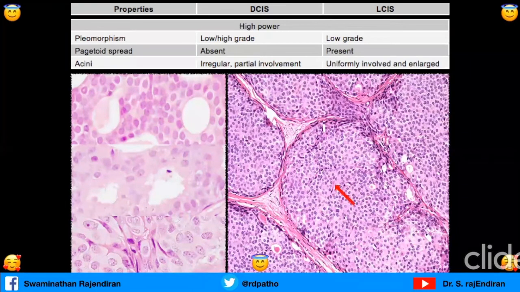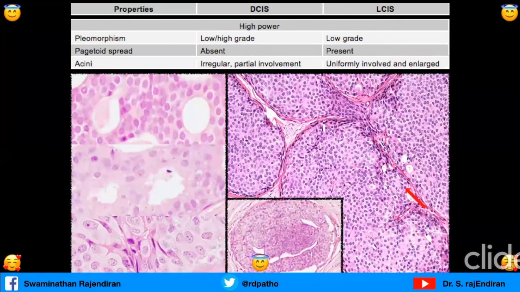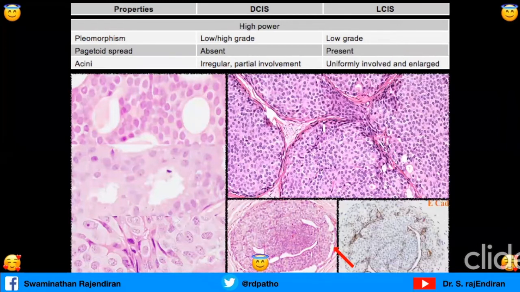In DCIS the acini are irregular or partially involved, whereas in LCIS they are completely involved. You cannot differentiate normal acini here. And this is the pagetoid spread into the major duct. When you do E-cadherin, all the pagetoid cells, they are the lobular carcinoma in situ cells.